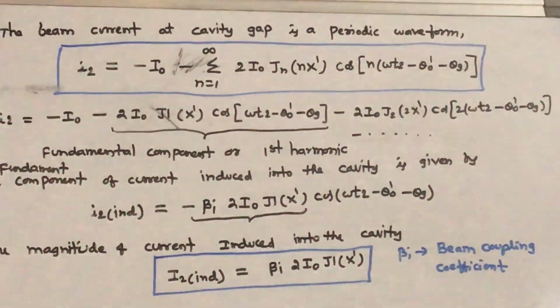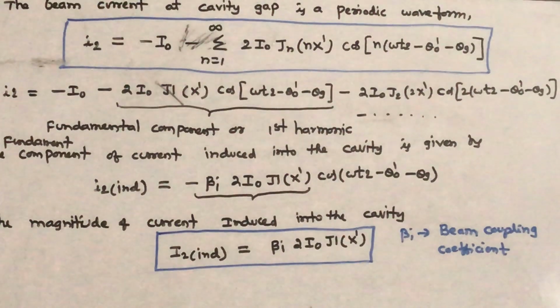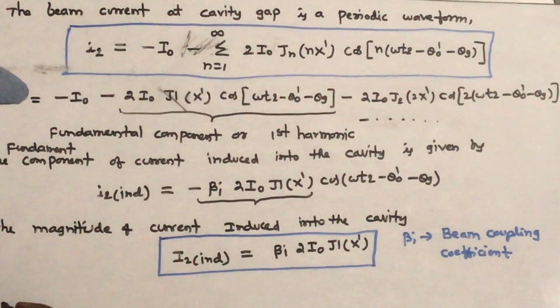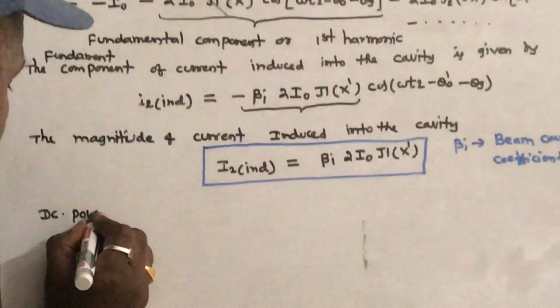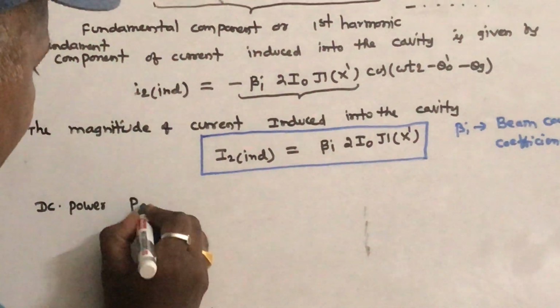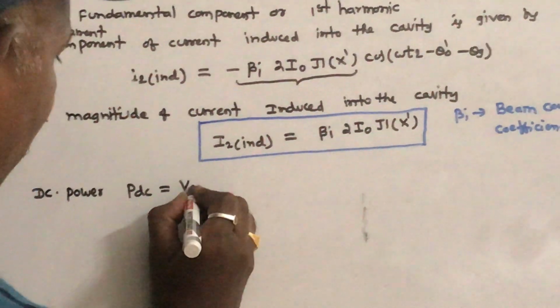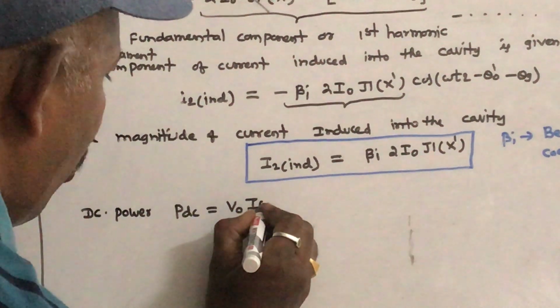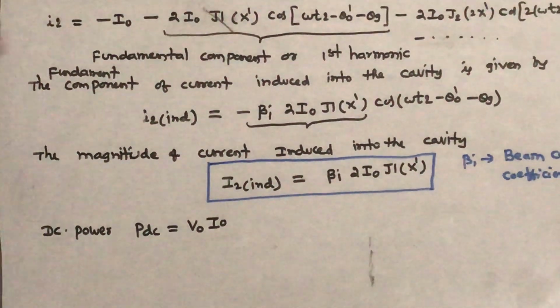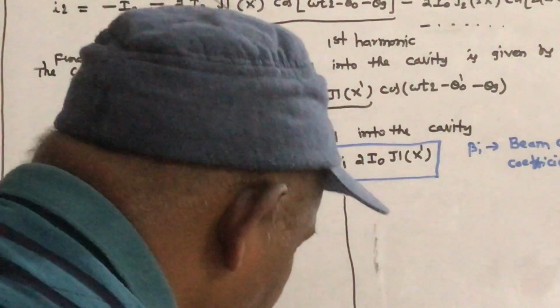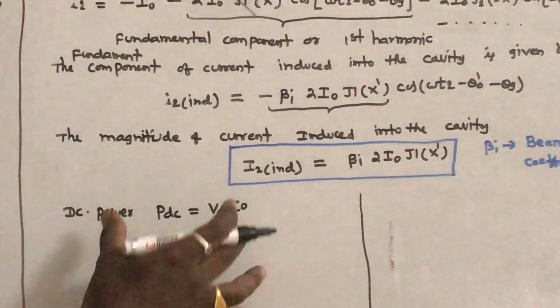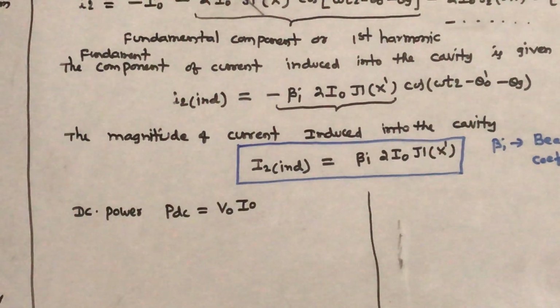Now let us derive the efficiency. So what is the DC power? The DC power, PDC. What is this formula? Simple formula: V0 into I0, cathode voltage into DC beam current. This is the DC power delivered, in fact DC power supplied to the structure.